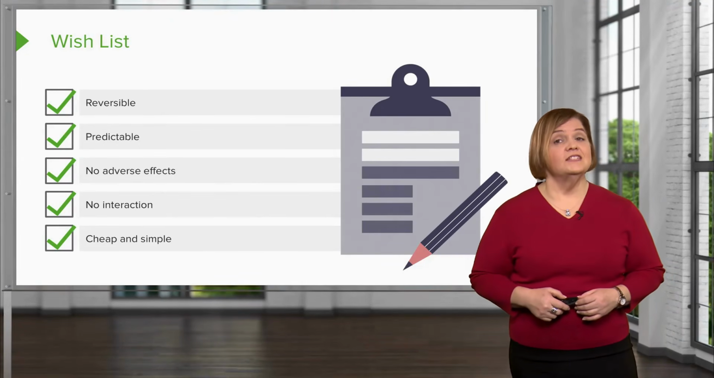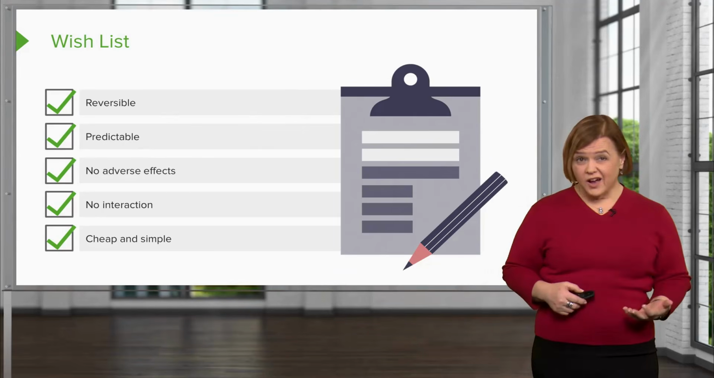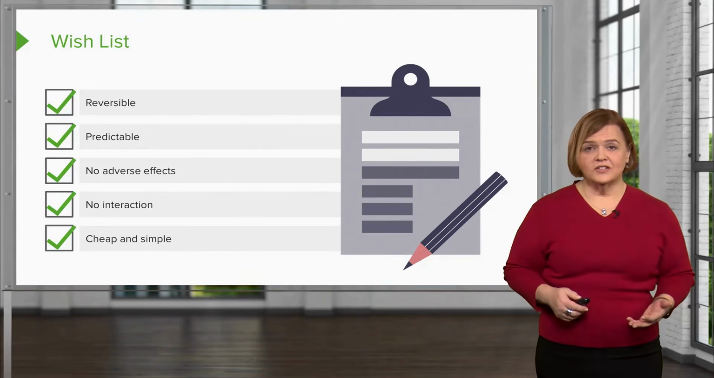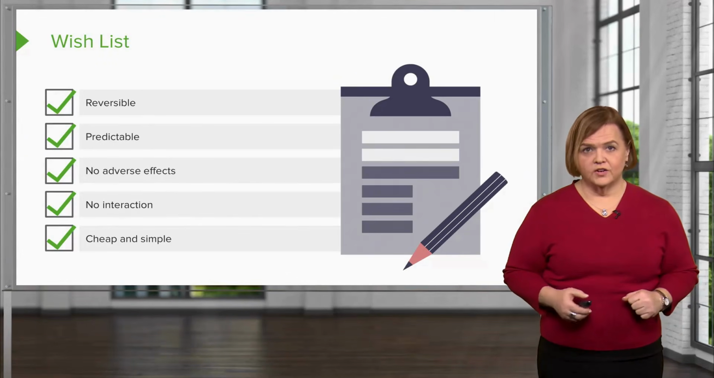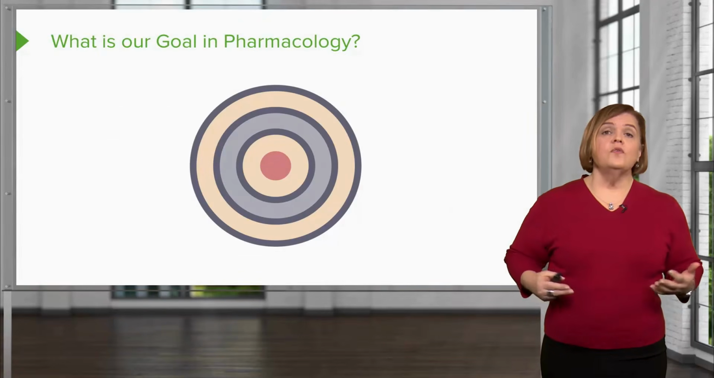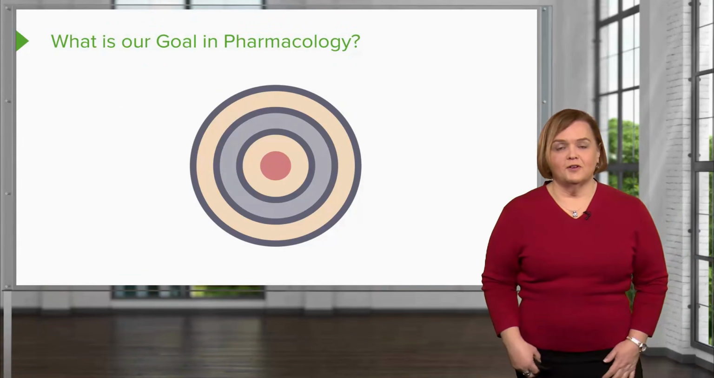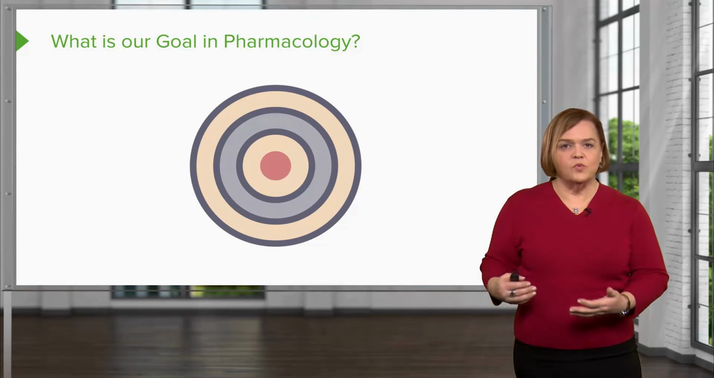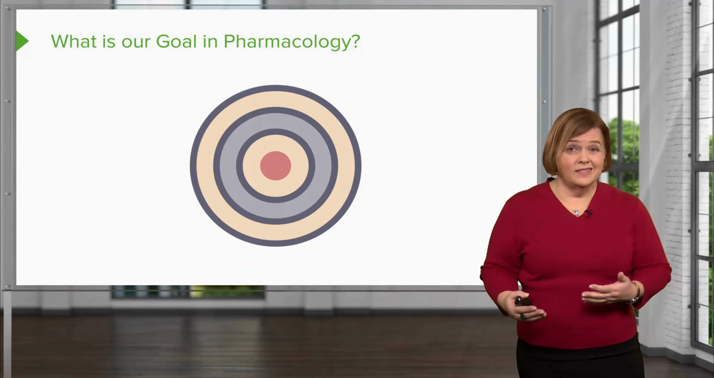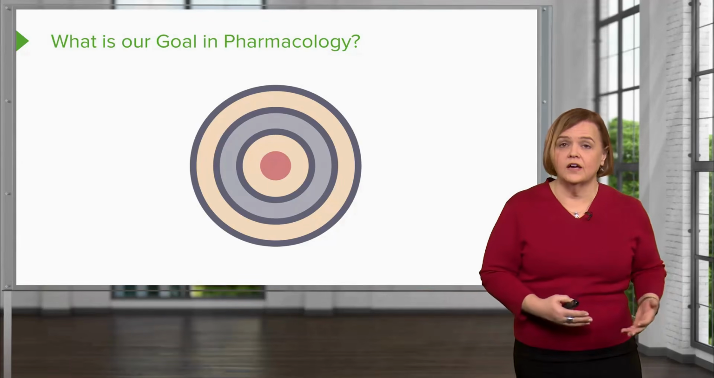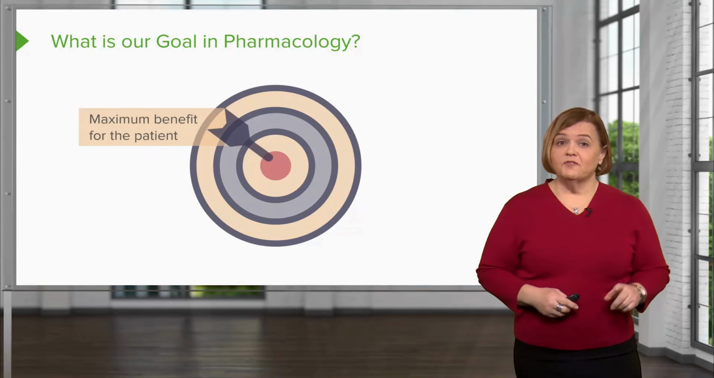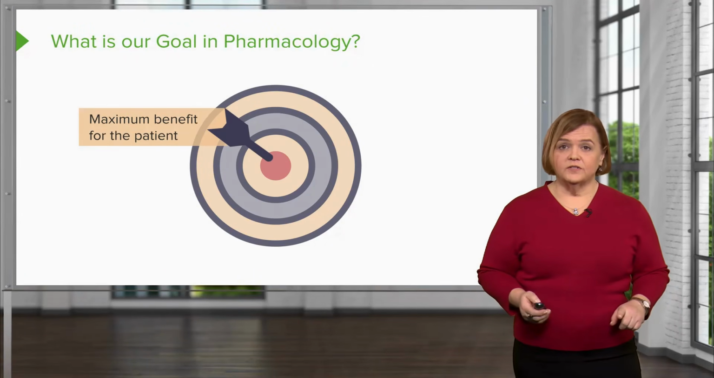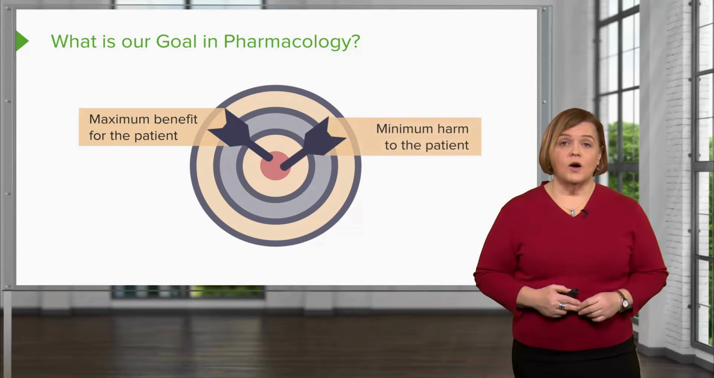It simply doesn't exist. We try for those things. It's a wish list, and we get as close as we can, but many drugs can't meet all of these criteria. So overall, what is our goal with pharmacology? We've already talked about all the things that we wish a drug could do, and that there is no true ideal drug. So what is our target? Well, we're looking for maximum benefit for the patient with minimum harm to the patient.